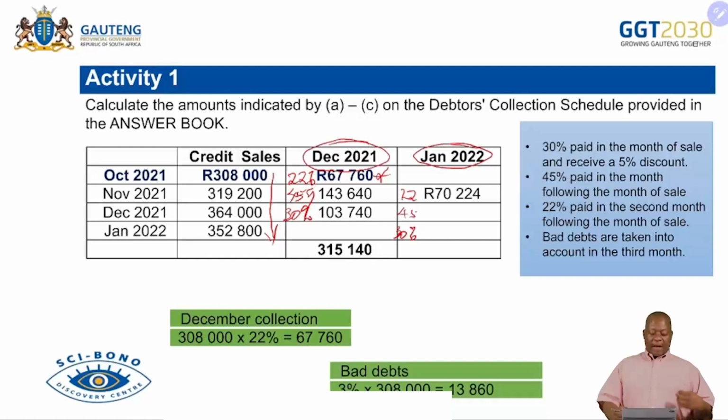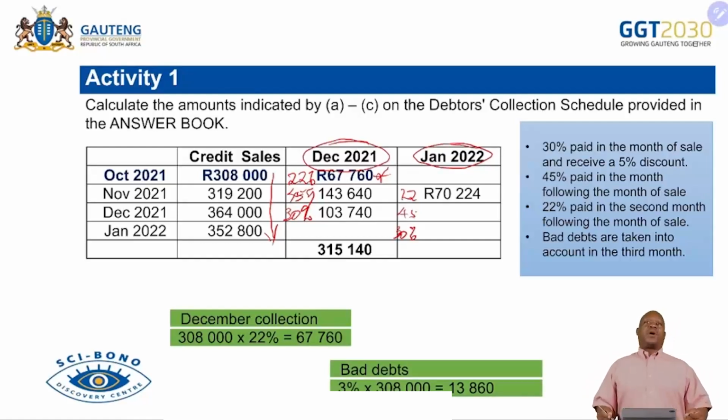Remember, we said bad debts are going to be recorded in January now. Why in January? Because remember, we need 3 months to be in a position to say, oh, these ones are not going to pay us. So we are looking into credit sales of October and finding our 3%. 3% of 308,000, and that's how we are going to get our 13,860. And by the way, this was your A.